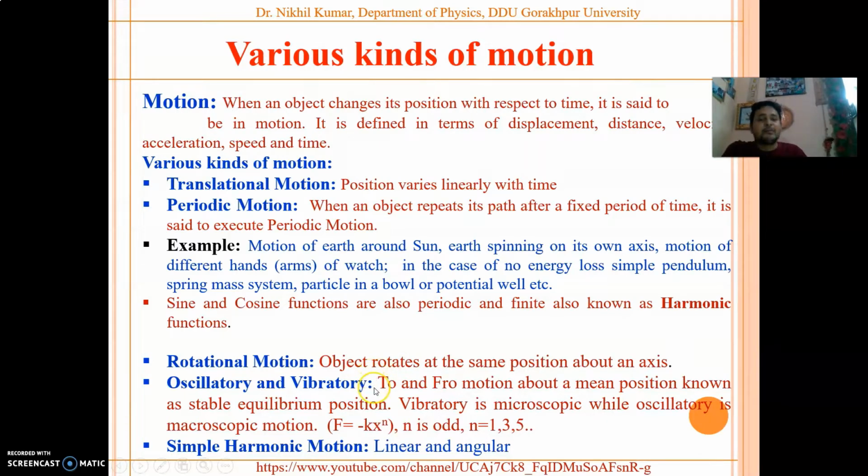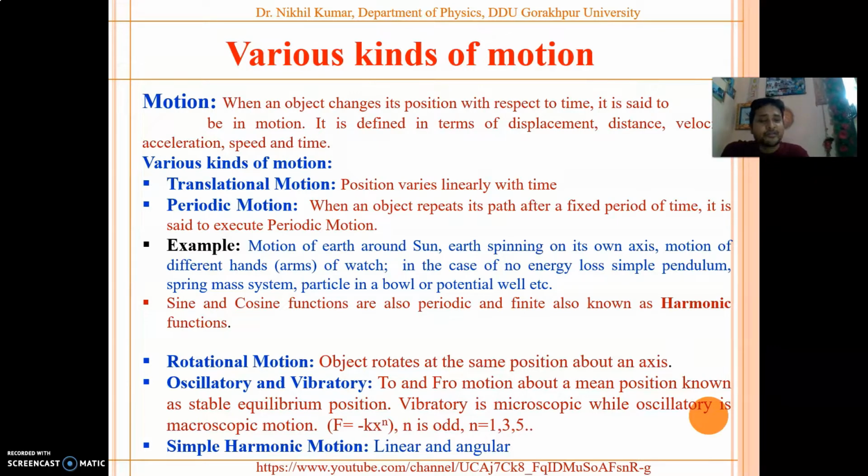So what is oscillatory and vibratory motion? Any to and fro motion about a mean position, किसी mean position के around to and fro motion को हम oscillatory या vibratory motion कह रहे हैं. This mean position is also known as stable equilibrium position.